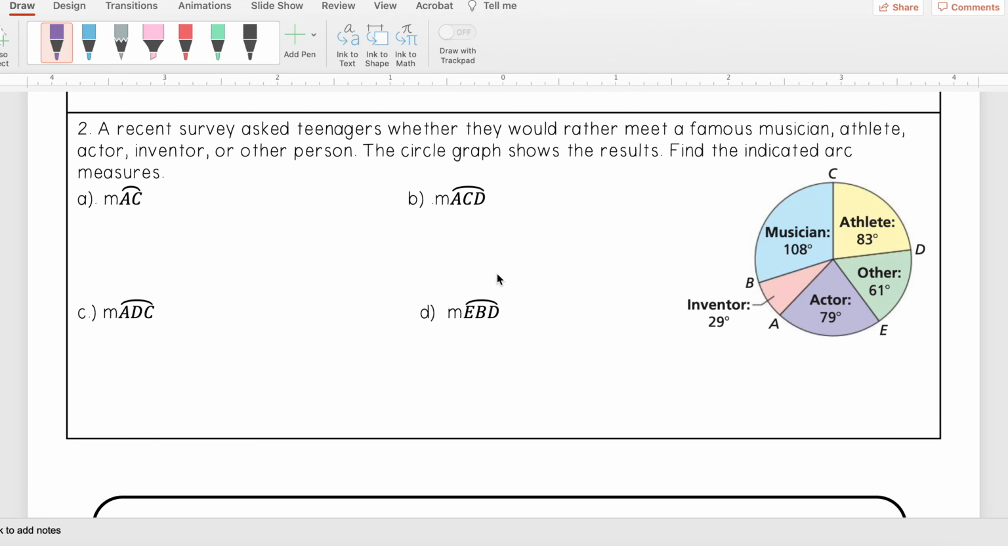Okay. The first measure we want to find is arc AC. And so looking over at this picture, arc AC, I have A to C. So I know that this is going to equal the measure of AB plus the measure of BC. And so I get 29 plus 108. And when I add those two together, 29 plus 108, I get 137.